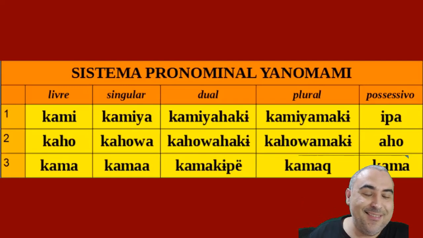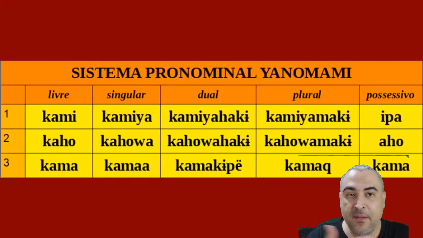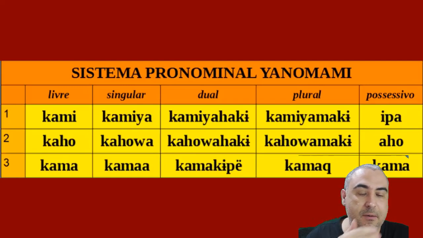Doesn't change. Kaho, kahoa means you. Kahoa haki, the two of you. Kahoa maki, the three or more of you. And aho means yours or your. The third person, kama, is also multi-gender. It's feminine and masculine. Yanomamo doesn't distinguish he from she, him or her. And the dual is kamakupa. The plural is kamaka, and the possessive is kama, which is his or hers or theirs or its.